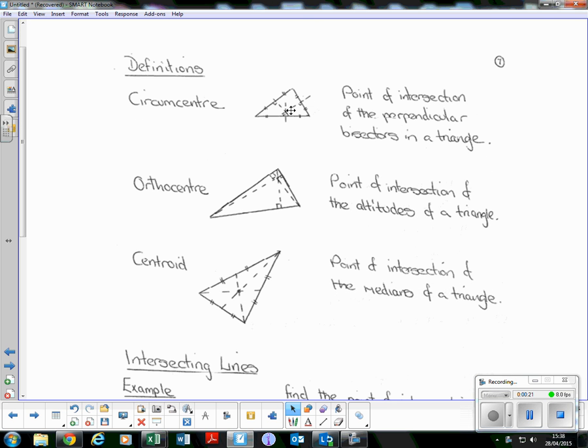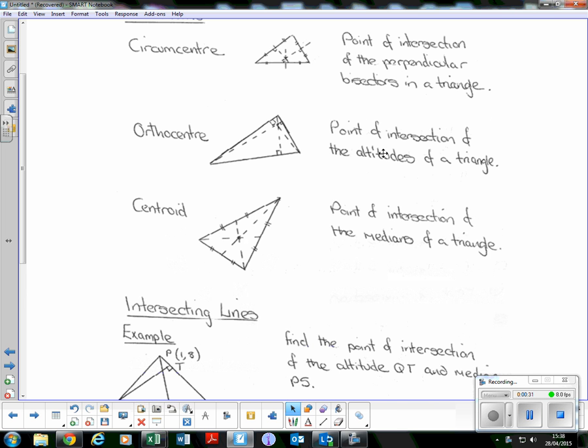If we look at the three perpendicular bisectors of a triangle, they all meet at the same point. Quite an interesting fact. That point is called the circumcenter. The point of intersection of the altitudes of a triangle, again, all the altitudes intersect at the same point. It's called the orthocenter. And the centroid is the point of intersection of the three medians of a triangle.